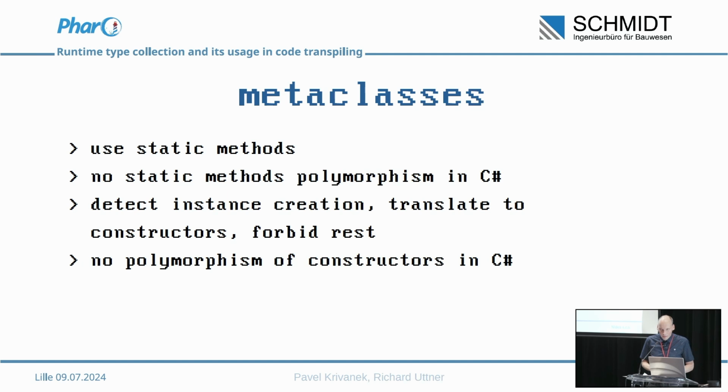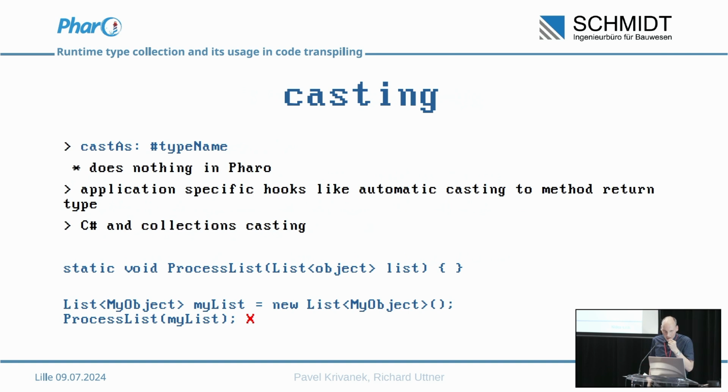And for some static methods, if you have a class method that creates an instance, we try to detect that and convert it to C# constructors. So for that case, we can this way transpile more code than we would be able to without that.